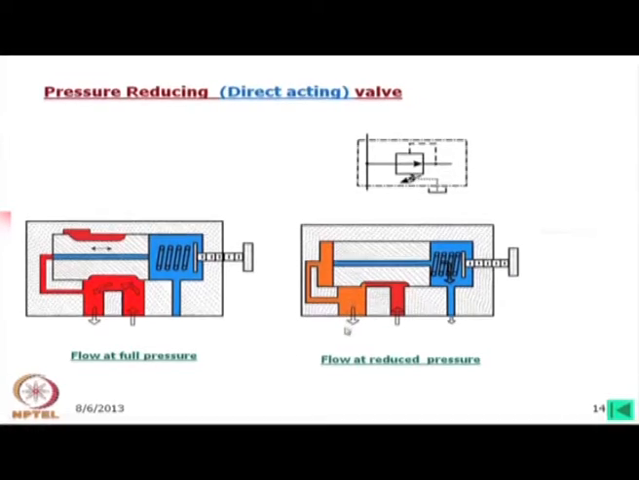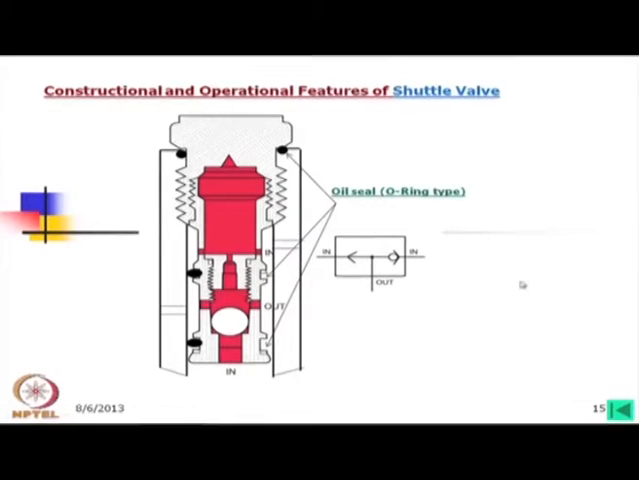Say the regulated pressure we need is 10 megapascals and the utilized pressure is less than 10 megapascals, then this is the situation. But when the utilized pressure is 10 megapascals and here the pressure in the system is more, only then this will operate and work like this. So, this is called direct acting.